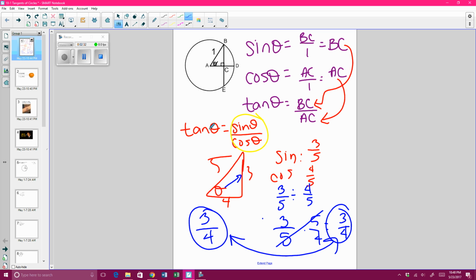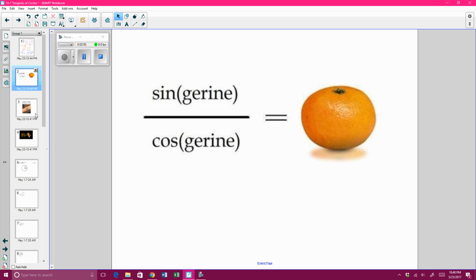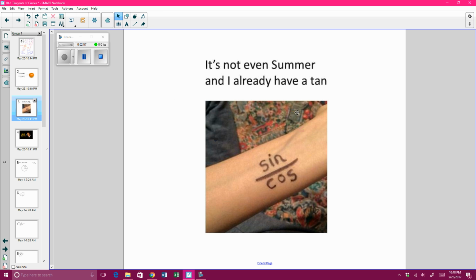Now that you know that tangent equals sine over cosine, you can understand some of these funny jokes. So here's the first one. It says that sine gerene over cos gerene equals tangerine. Get it? Tangerine. Now, since sine over cosine equals tan, you might just draw this on your wrist or on your skin or wherever and say you already have a tan because it's sine over cosine.